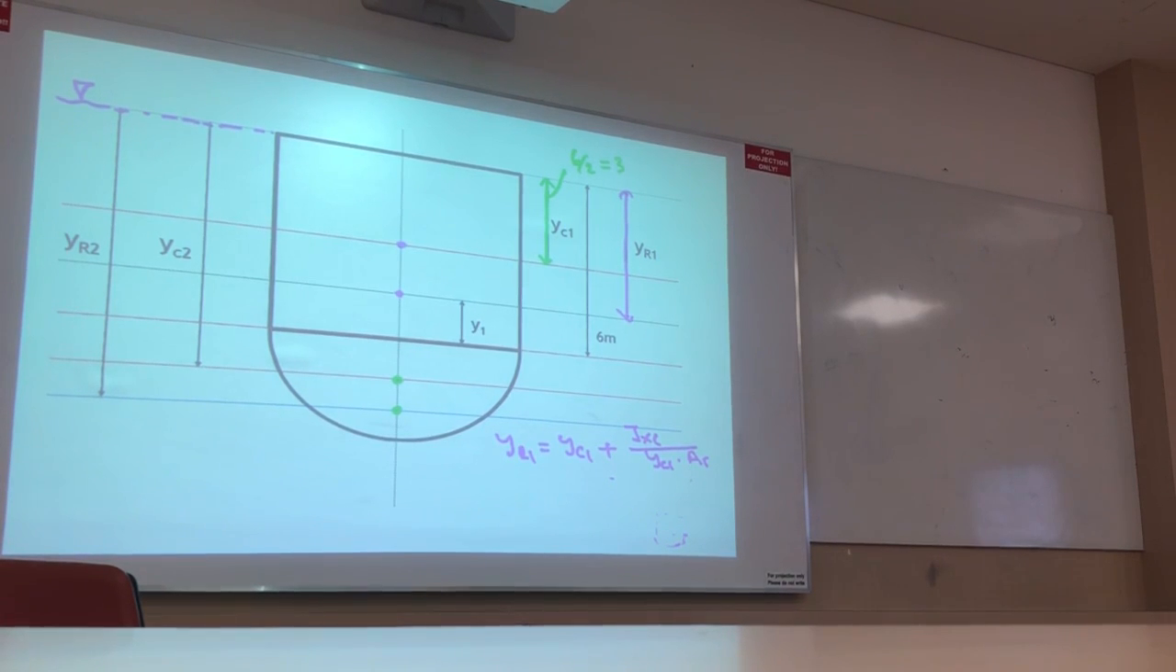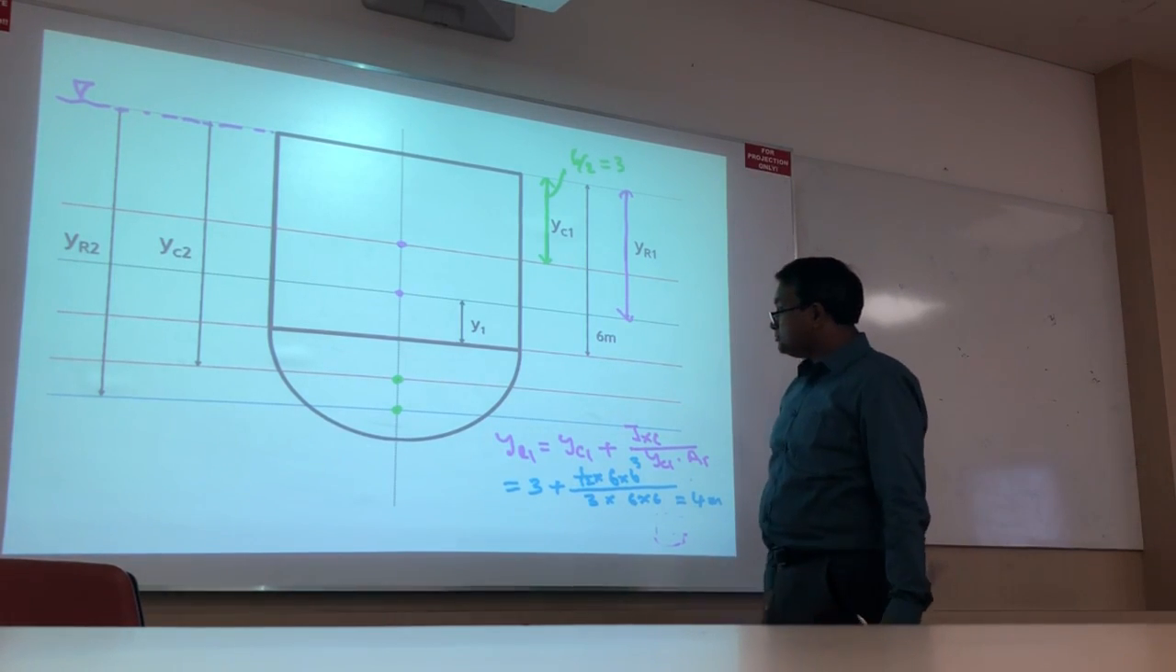Then I can write YC1 is 3, correct? Plus, what is the IXC? Tell me. IXC is 1/12 B A cubed. YC1 is 3. What is the area? 6 times 6. Alright, so I get here 4 meters. I have done it, no problem.